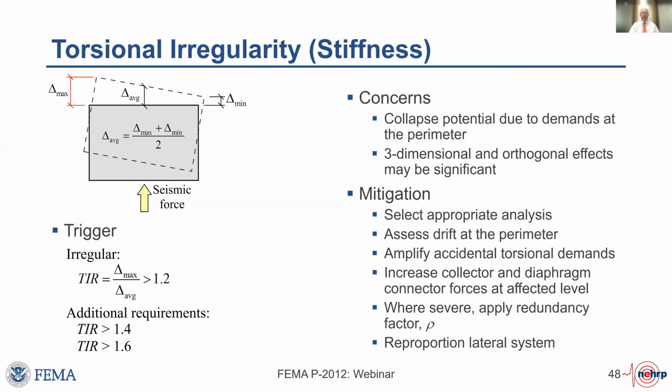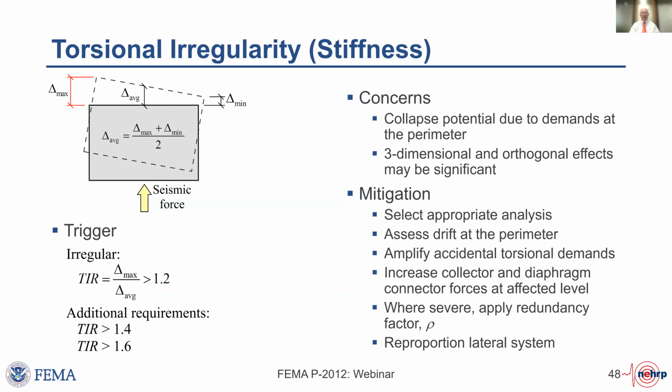that provide for additional requirements, whether you're greater than 1.2 or 1.4 or 1.6, indicating that you're more and more irregular torsionally. The reason that we're concerned about torsional response here is that we could get collapse potential at the perimeter because there's so much twisting, and that the three-dimensional orthogonal effects are significant. And if we ignore those effects, we'll have a poor design.